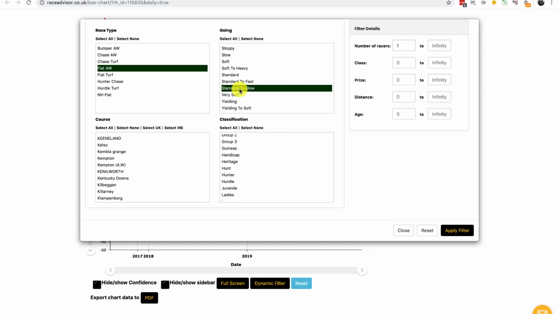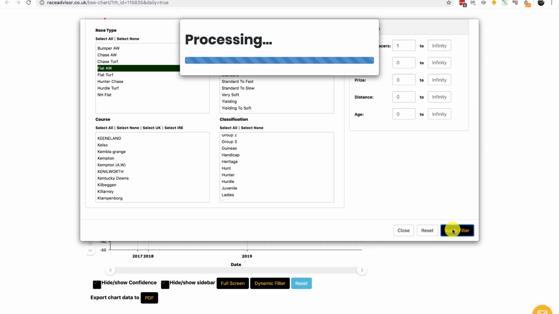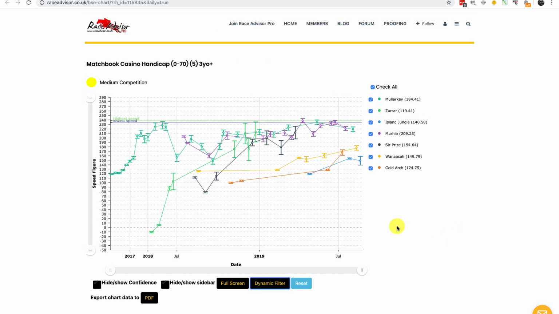Now, in this situation, we're probably not going to see much difference, because if I take the flat all-weather condition off, it would still be standard to slow. However, if I take standard to slow off, we're going to get a different image for the horses over all going conditions. So you can see a totally different picture here. Interestingly though, Wanasa is still not looking so strong down here.